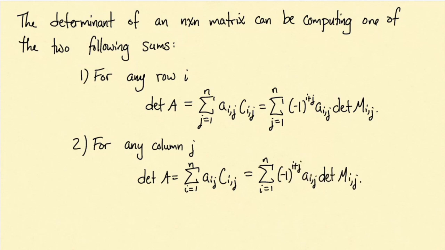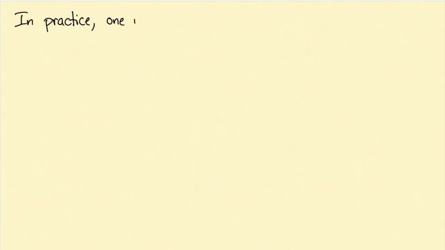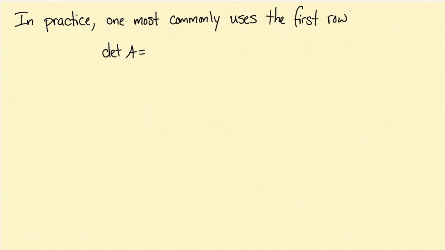Note here that there's a subtle difference between these 2 formulas, which is actually very important. In the first sum, the index is j. That means we are working across the columns j. In the second sum, the index is i. In this case, we're working across the rows. In practice, one most commonly uses the first row, so the determinant is computed as the following alternating sum.